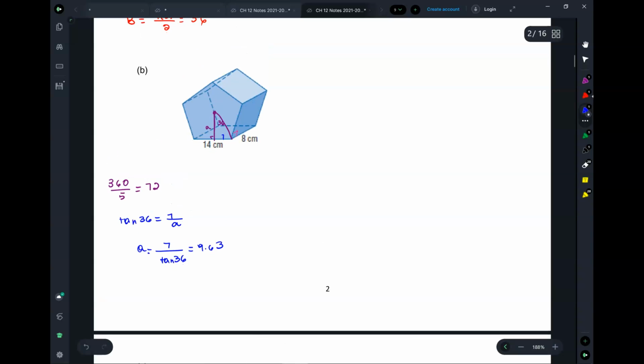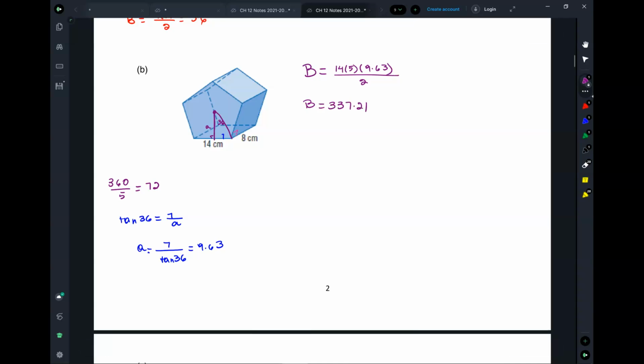Okay, now, what's the base area? It's the perimeter times the apothem over 2. So, what was the perimeter? 14 times 5 times the apothem, all over 2. So that's the base area. This is what you took a test on. This was one of the problems. And now it's just step 1.